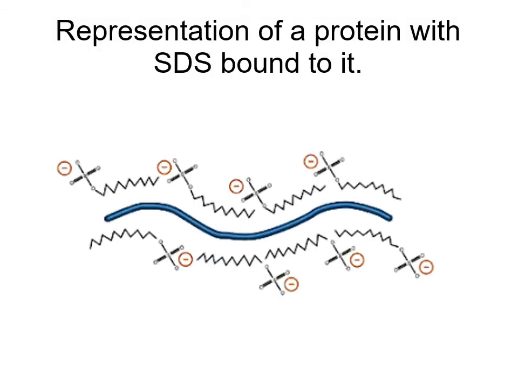Here's another representation where the sulfates are the negative charge, and they're just kind of lined up, coating the protein on the outside and giving it the negative charge that we need for it to have.